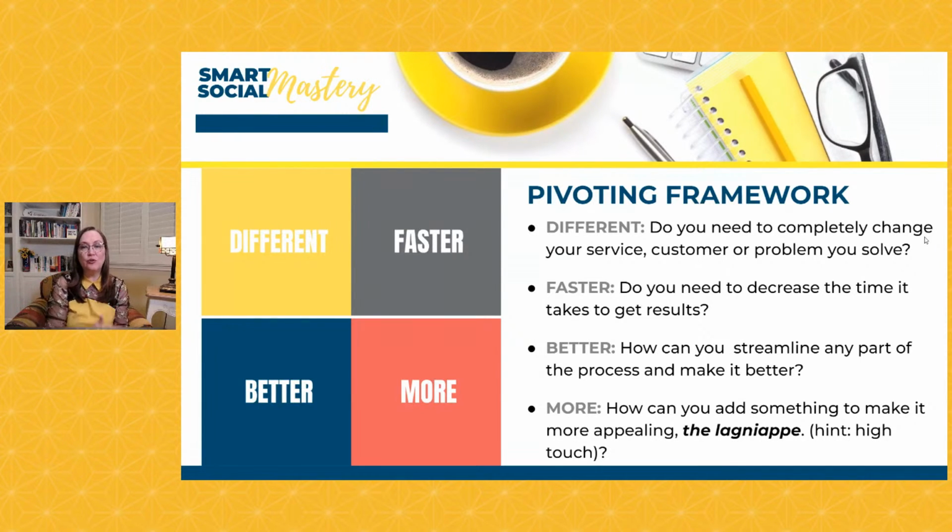Faster. Do you need to decrease the time it takes to get those results? Sometimes it just takes too long for your audience to get the results they need from you, and you just need to find a way to shorten the process. Third is better. How can you streamline any part of the process and make it better? So that's another way you can look through it. And then the 4th one is more. How can you add something to make it more appealing?